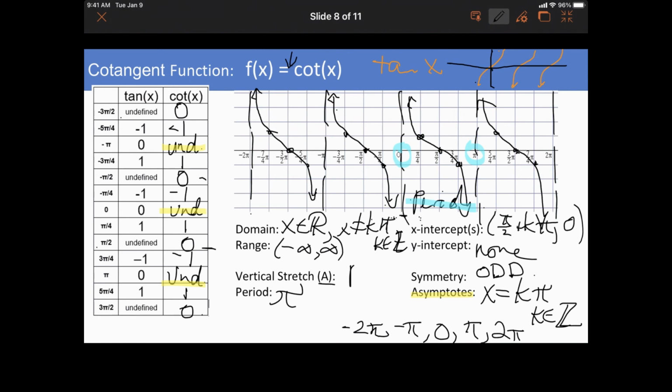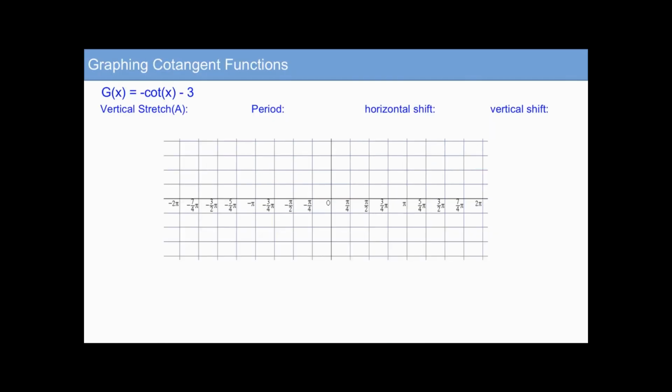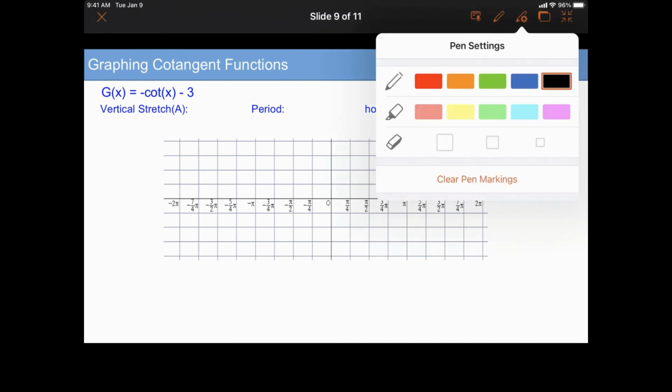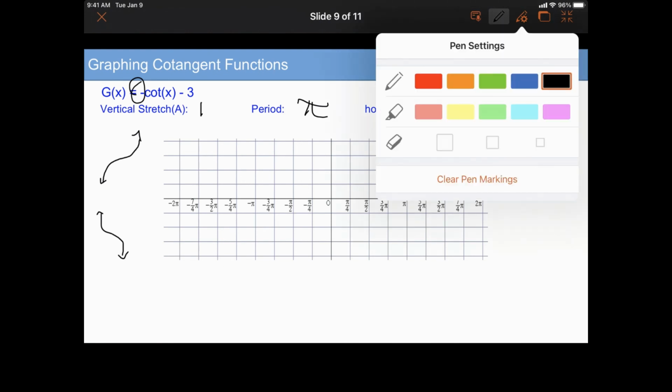Cotangent. All right, cotangent. So I have a stretch of 1, a period of pi, no horizontal shift, and vertical shift of -3. Now we are reflecting it. So it's usually like this. So now we're going to reflect it. It's going to look like that. Like, oh, so it's going to look like tangent. Yes.